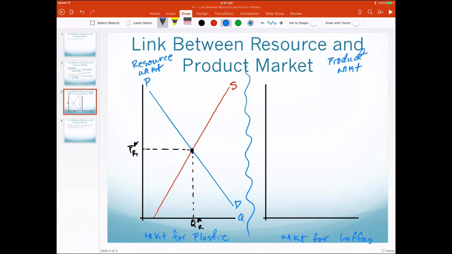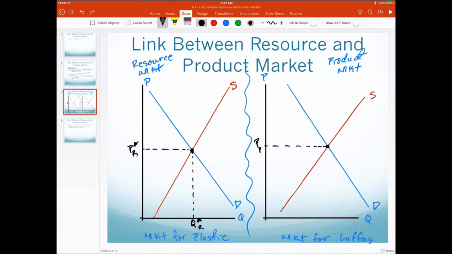Now let's go over here to the product market and draw in the market for loofahs. Again, we have to label it. We have quantity on the horizontal axis and price on the vertical axis. Let's put in a demand curve. Demand for loofahs is probably quite high. Then draw in a supply curve for loofahs. We know people will move towards equilibrium, so we fill that in here. We'll put a P for the product market with a star, and a Q down here with a P and a star for equilibrium in the product market. So on the left-hand side is the resource market for plastic, and on the right-hand side is the final product market for loofahs.